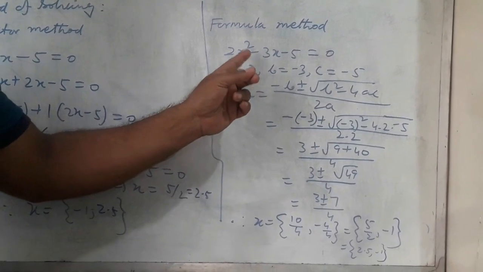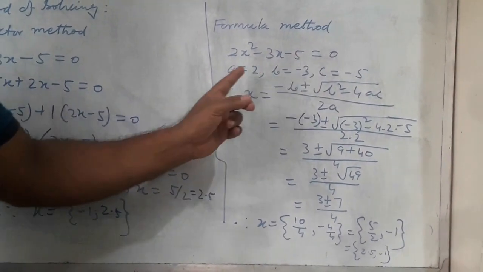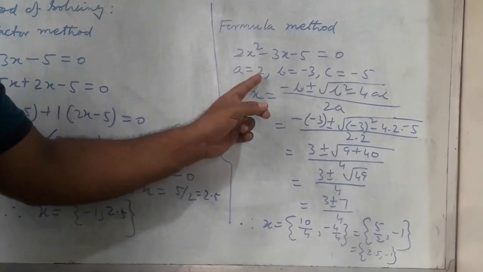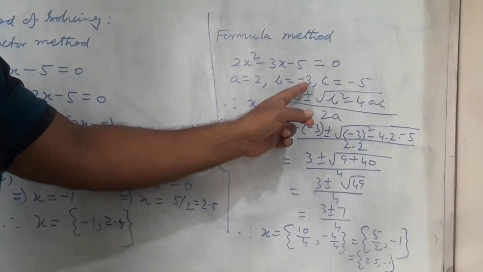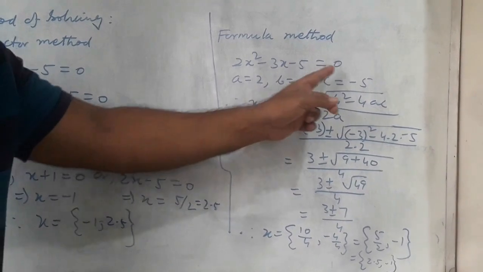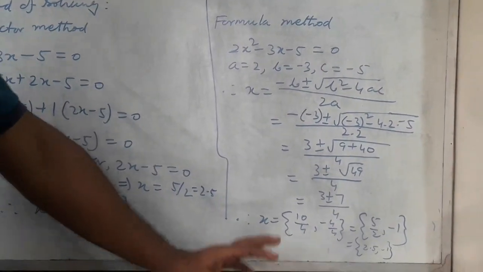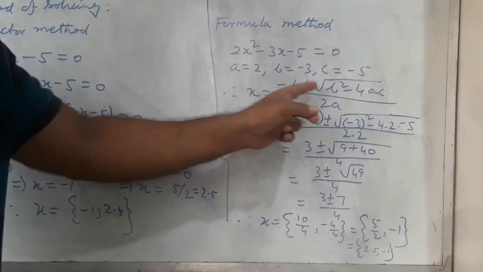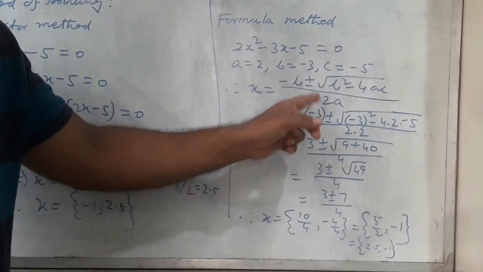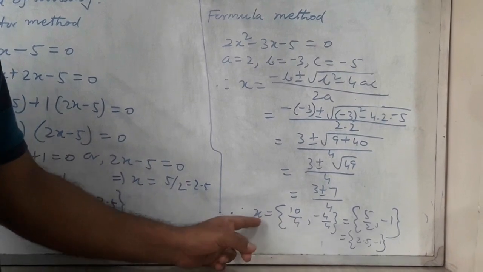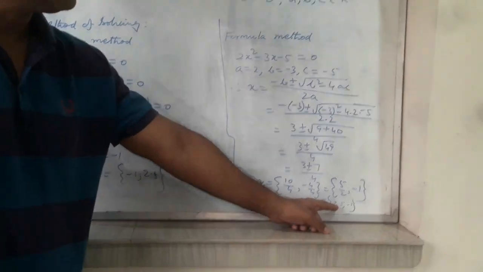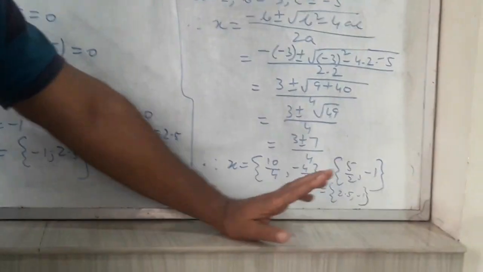First we have to detect the values of a, b, c. Here a is the coefficient of x square, which is 2. b is the coefficient of x, which is -3. And c is the constant, which is -5. So now we have to substitute the values of a, b, c in this relation, and then you will get the values of x again, 2.5 and -1.